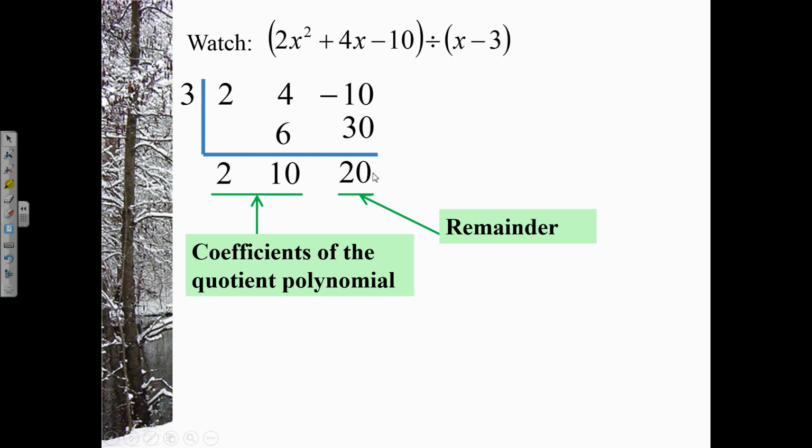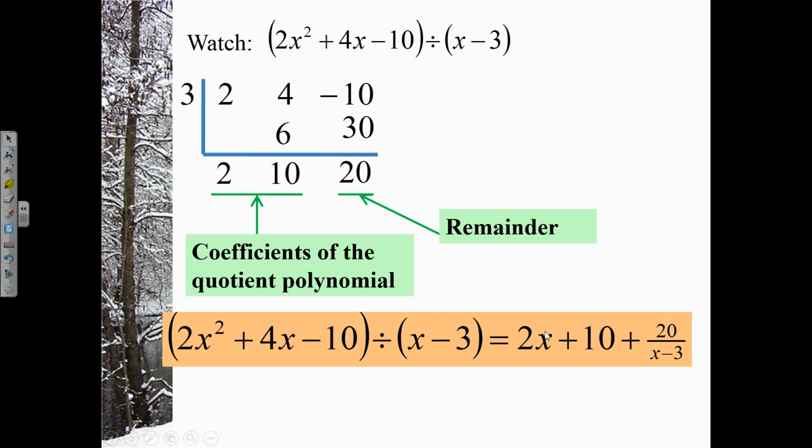So when you do synthetic division, the degree of the polynomial will always go down by 1. So it started off as x squared. That means that this will be just x. So when we write our answer, it's going to be 2x plus 10 from this 2 and this 10, plus the remainder, which is 20, divided by the divisor, x minus 3.